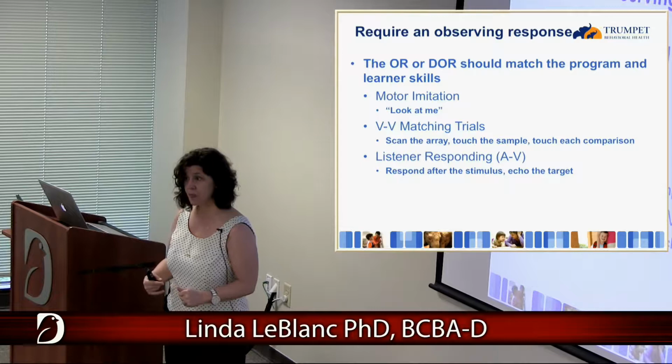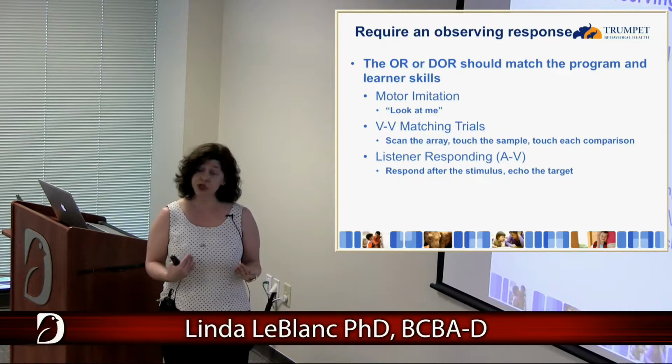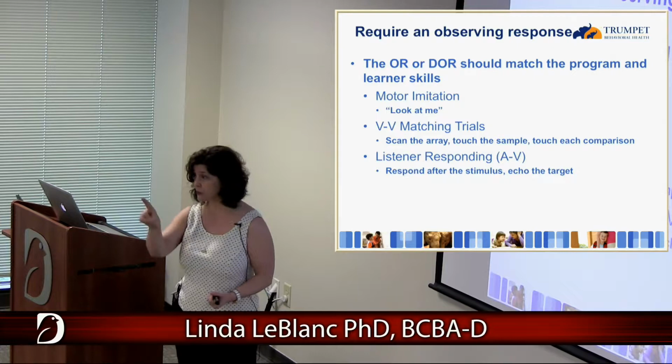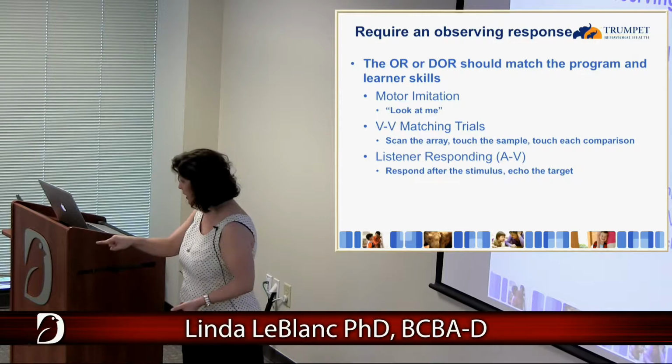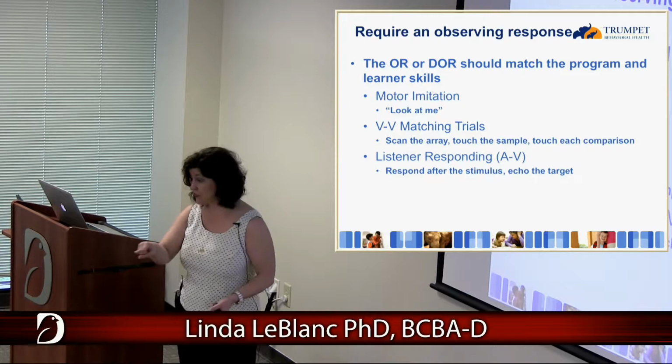So for matching trials, rather than look at me, you should have an observing response such as scanning the array, where you prompt the learner to put their finger out. The finger being out simply should just correspond with their eye gaze. It gives you a better way to track what they're looking at, and they move it across the whole array.